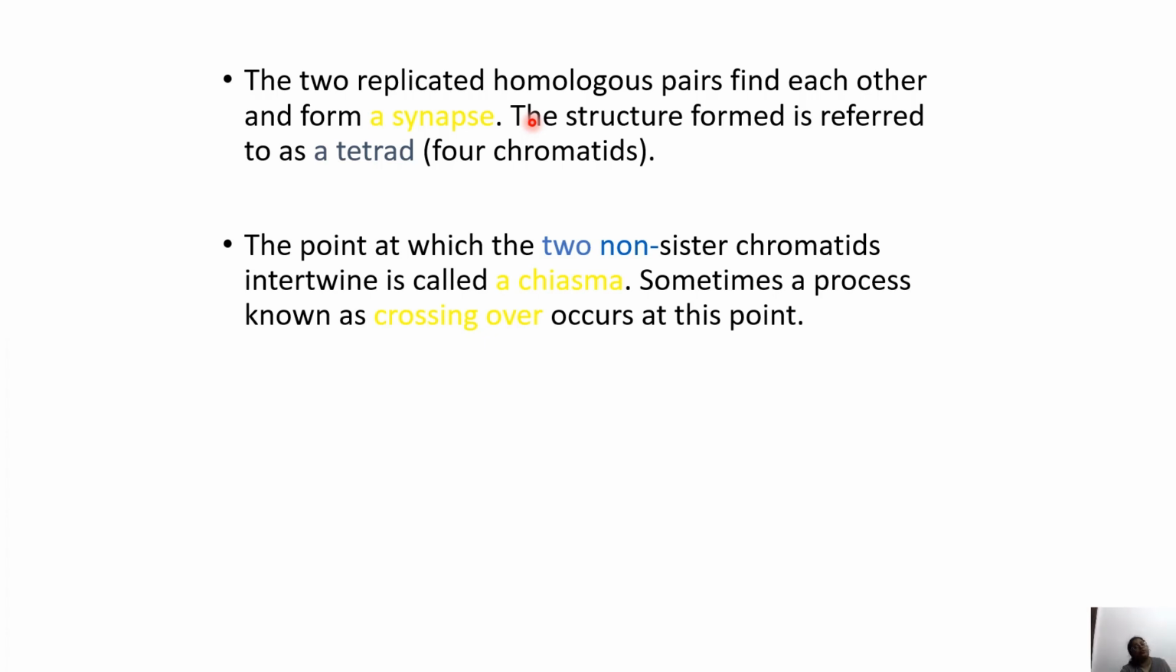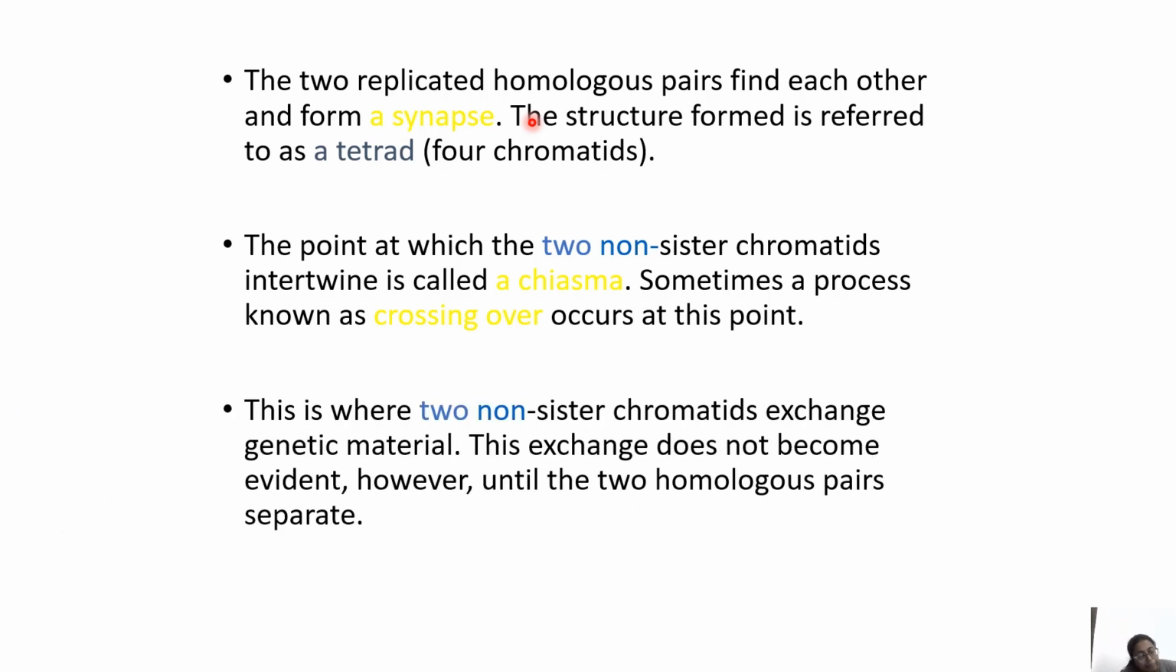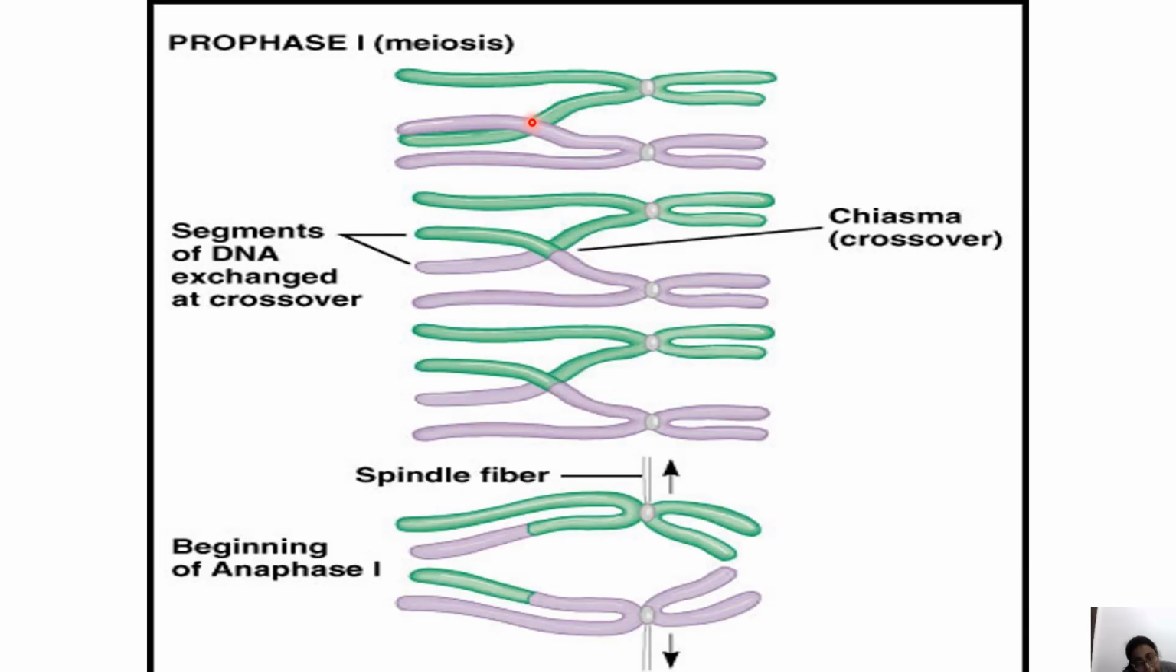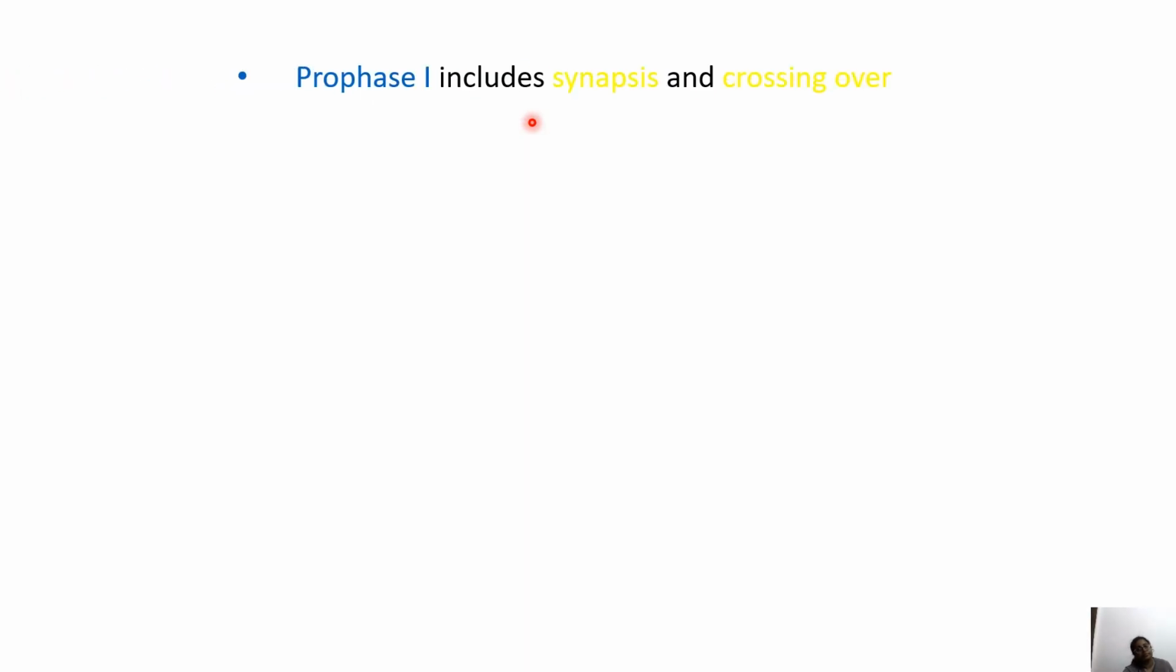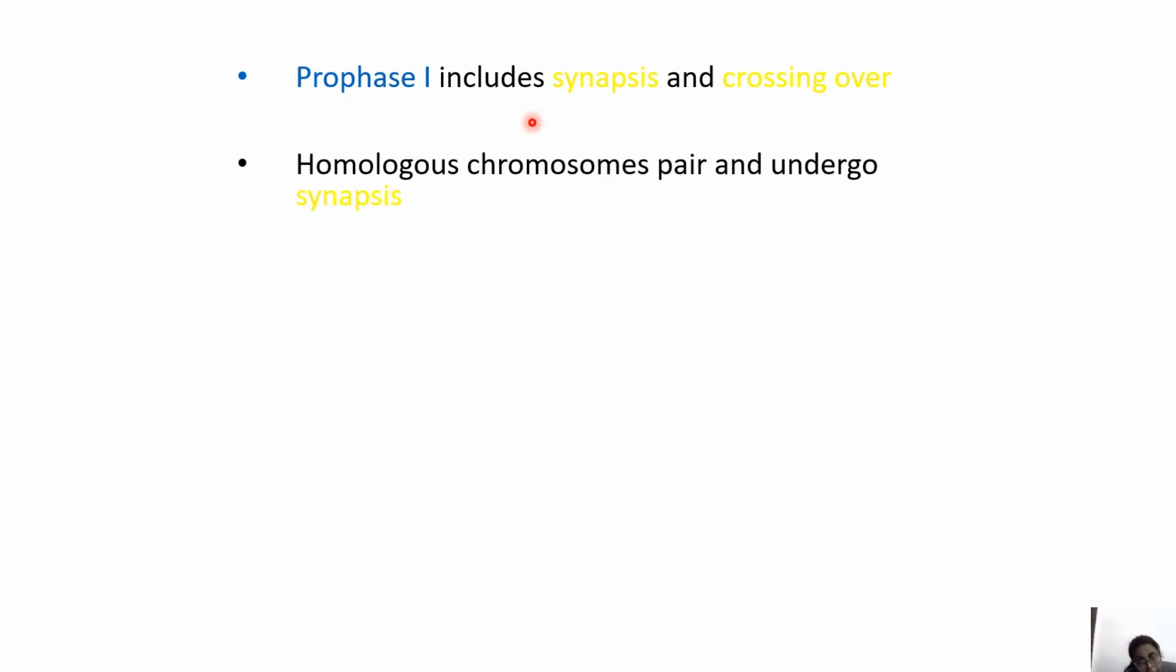Now, the point at which the two non-sister chromatids intertwine is called a chiasma. Sometimes the process known as crossing over occurs at this point. This is where two non-sister chromatids exchange genetic material. This exchange does not become evident, however, until the two homologous pairs separate. If you see the schematic over here, this exactly means that.